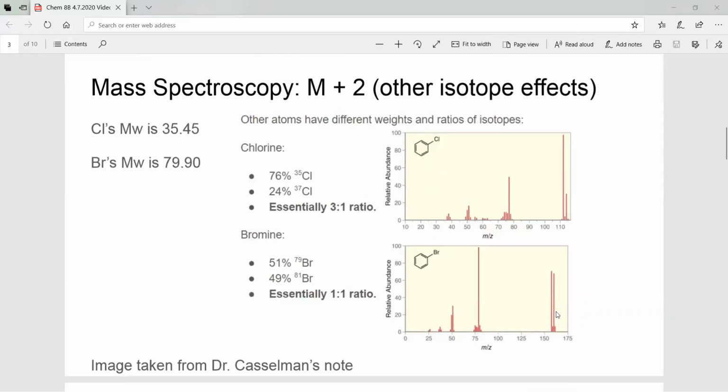Similarly, the molecular weights of chlorine and bromine are not whole numbers. They're averages of the molecular weights of chlorine and bromine isotopes. Having a single chlorine will give us a 3:1 ratio of n to n+2 peak, and having a single bromine will yield a 1:1 ratio of n to n+2 peak.